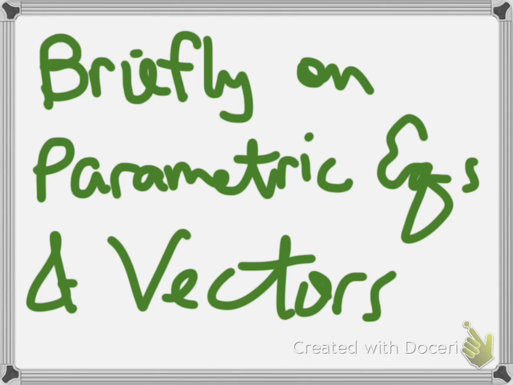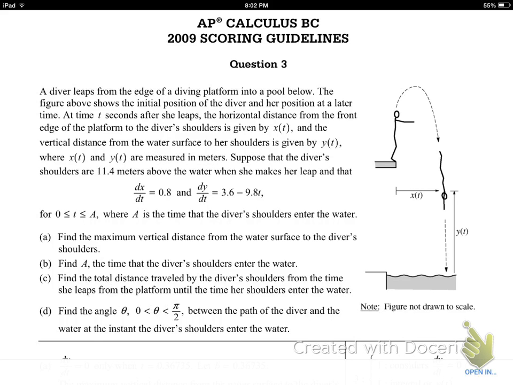So I'm going to do this via an old AP question from 2009, and this was an interesting question when I saw it back in 2009. I really liked it. It requires a little bit of thought, and it's a good example of how they might try to get you with parametric and vectors. I don't mean try to get you in a bad way, but try to get you to use parametric equations and vectors in the AP.